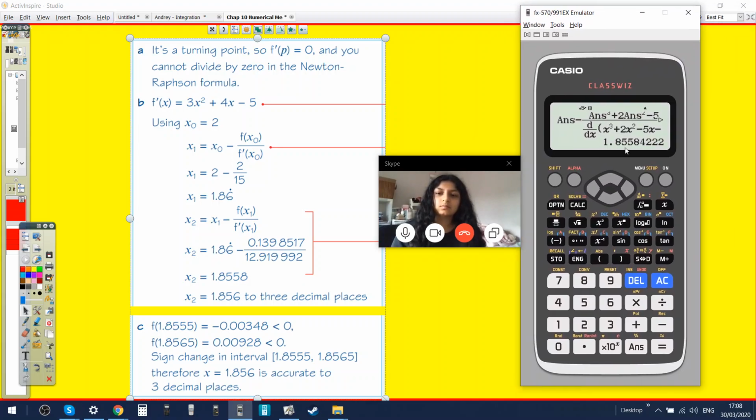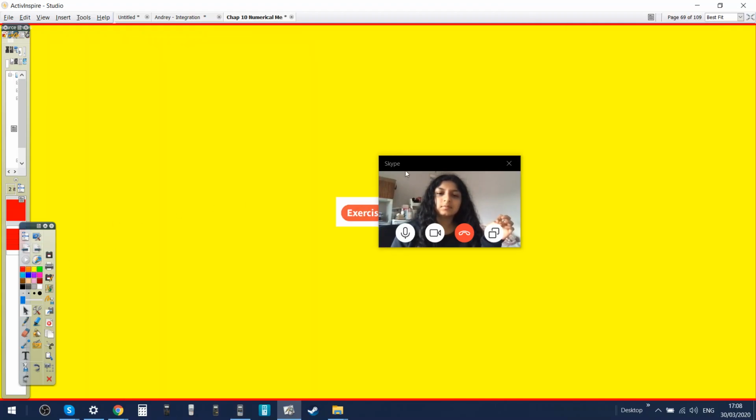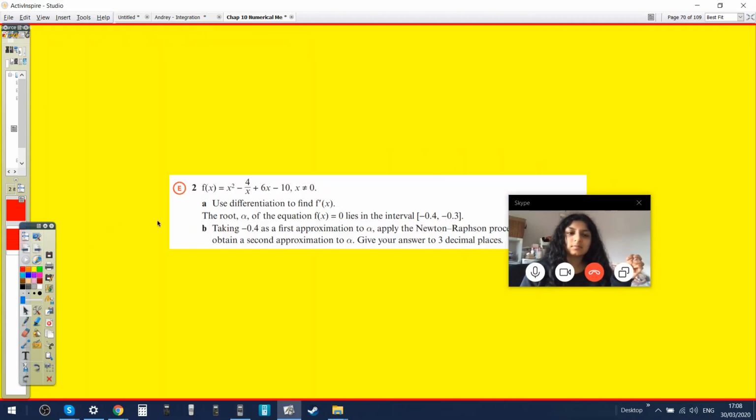So I just used the derivative function in my calculator. Answer minus, so on the top. It was really long. Your way is probably better. Derivative on the bottom with just x's. Okay. And that's Newton-Raphson. Let us take a look.